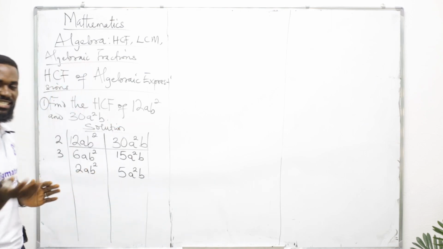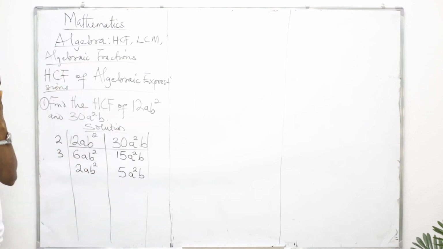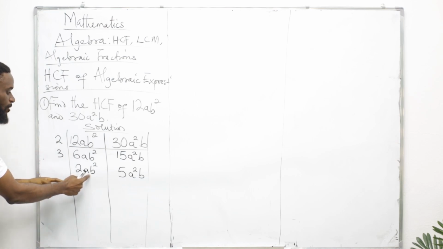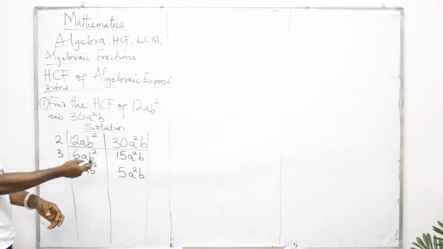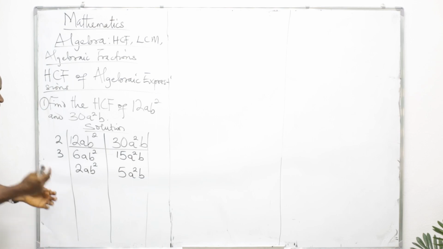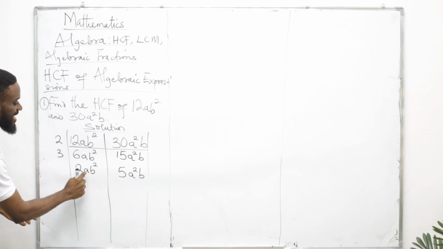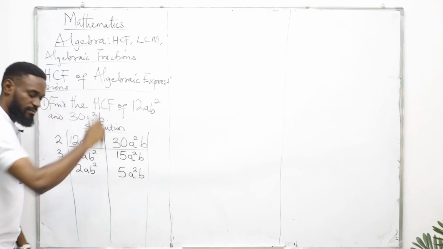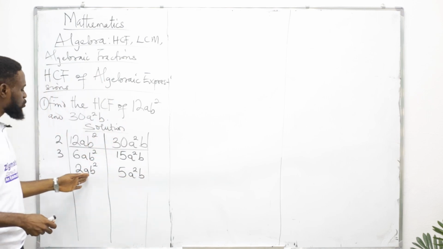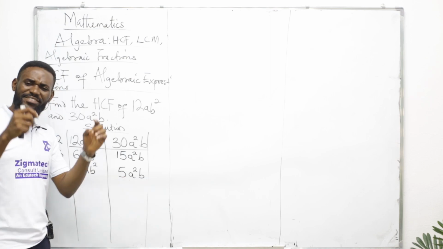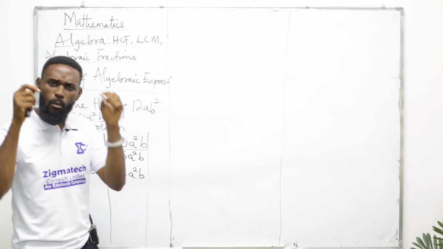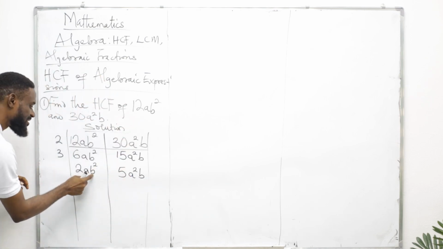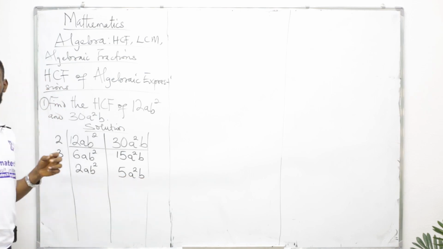So we now face the algebraic expressions given, the letters given there. If you look at the letters we have here, this is ab squared, and this is a squared b. So it means that for these two expressions, there are some things common to this place and to this place.